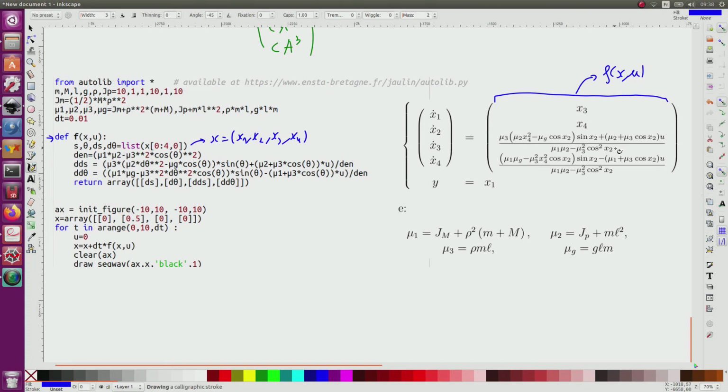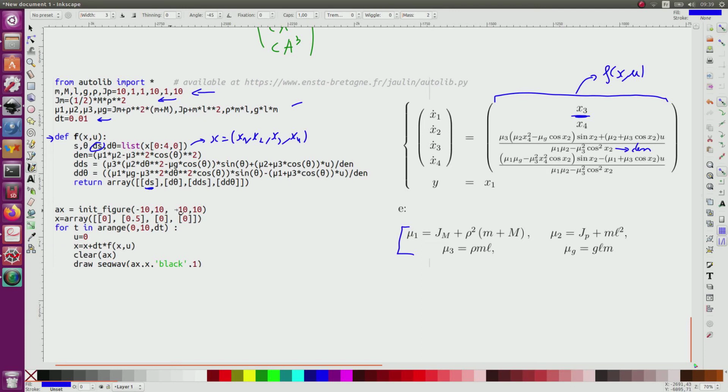I have also the denominator den, which is given here, where mu1, mu2, and so on are already given here and here. The mass, the length, and so on are known, and they are given here. And dt corresponds to the sampling time that I took very small, just for a better understanding of the simulation. So now what I return is the derivatives, which are computed here. For instance, x3 corresponds to ds, and ds corresponds to x3. Okay, so this is my evolution function f.